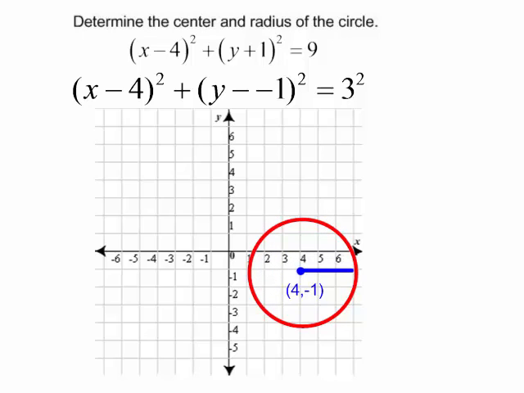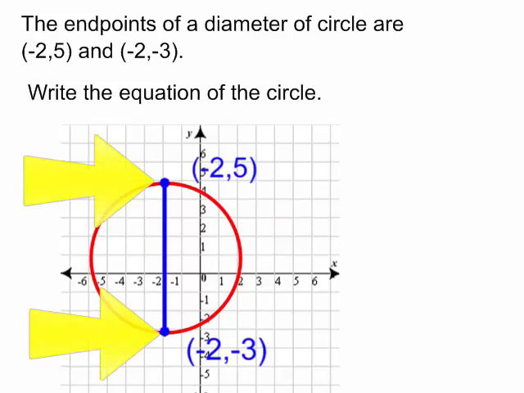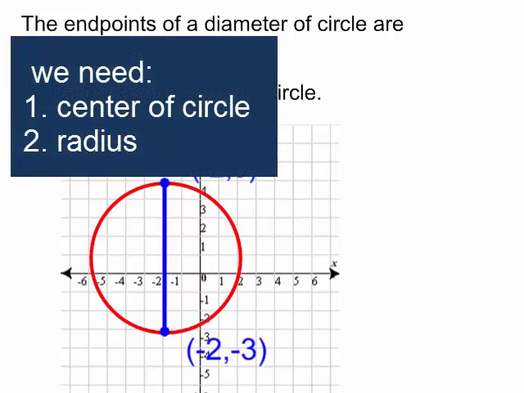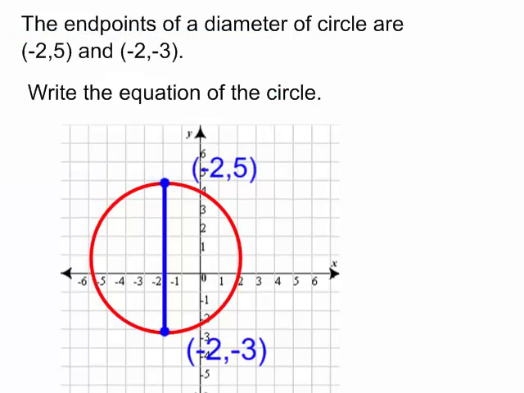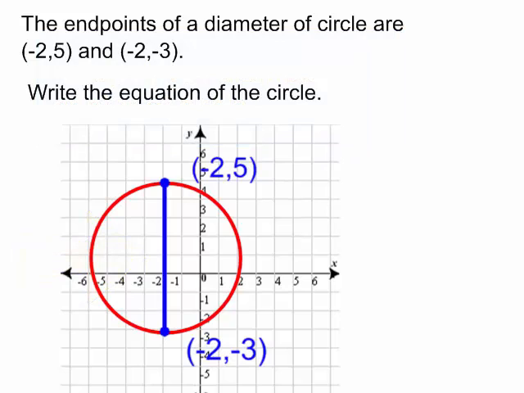Let's try another one. The endpoints of a diameter of a circle are (−2, 5) and (−2, −3). Write the equation of the circle. Now I need 2 things to write an equation of a circle. I need the center and the radius. I don't have either one here. I do know that the midpoint of the diameter is the center of our circle. Let's find the midpoint of this diameter.